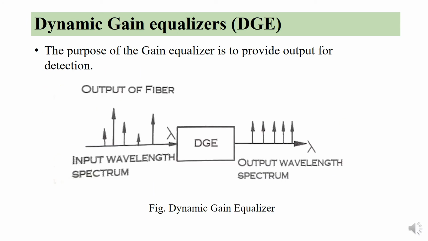Dynamic gain equalizer or DGE. The purpose of an equalizer is to provide output suitable for detection. The DGEs are used to reduce the attenuation of individual wavelengths within spectral bands. This compensates various transmission losses on each channel. The figure shows a dynamic gain equalizer, wherein the output is obtained from the EDFA amplifier. This is an example showing that the output we are obtaining is from some EDFA amplifier.